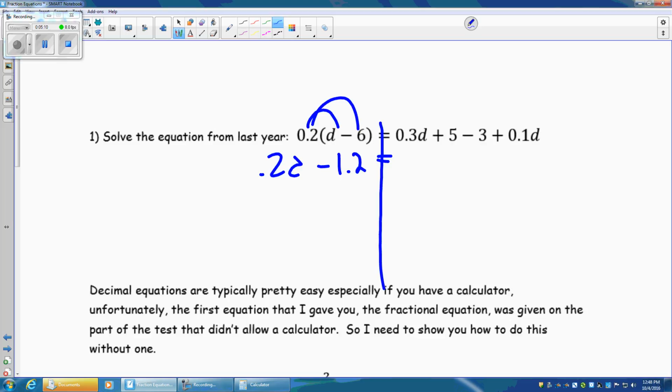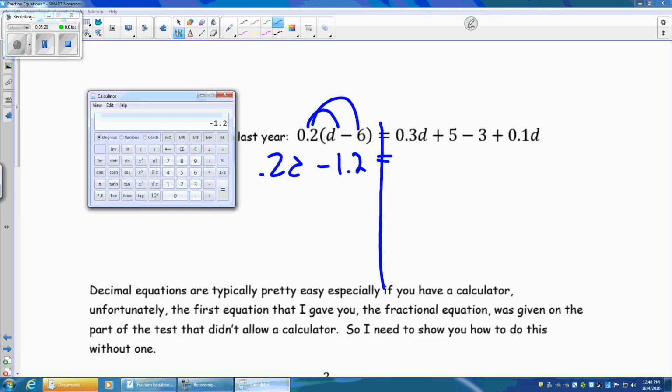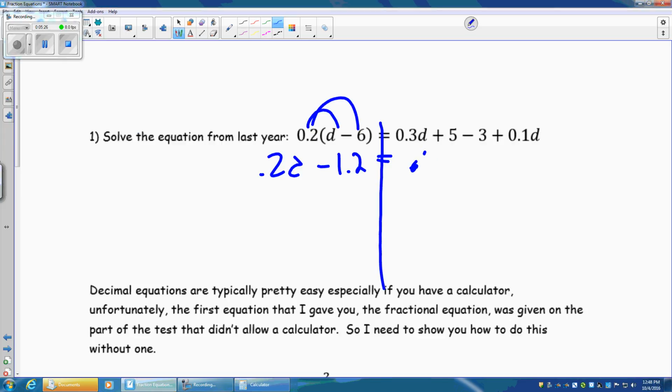All right, hopefully that was enough time for you to pause it and try it. So let's take a look. On the right side, what simplifying can I do? It's 0.3 plus 0.1 in your calculators. 0.3 plus 0.1 is equal to 0.4. Plus, now it's just 5 minus 3. That is 2.